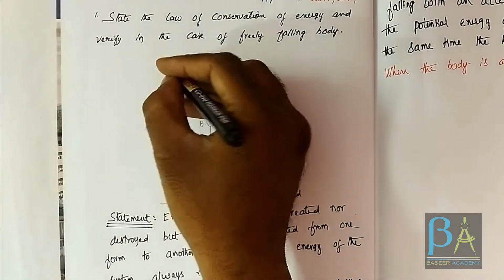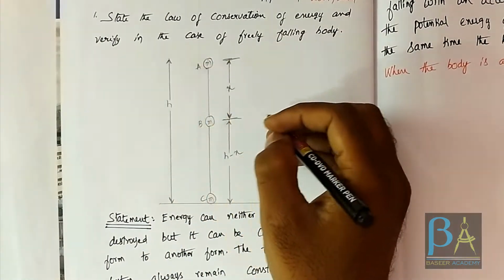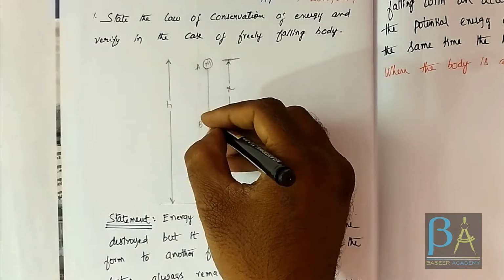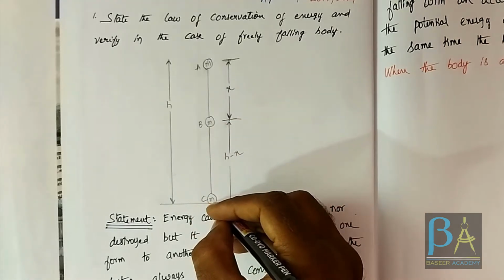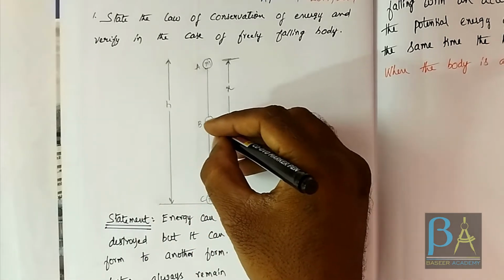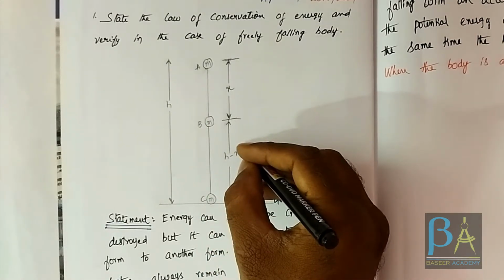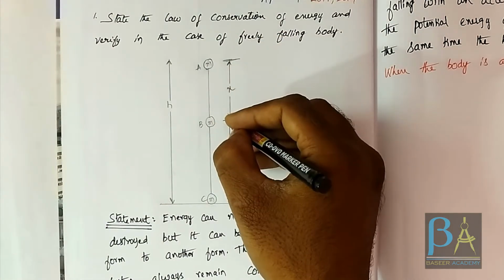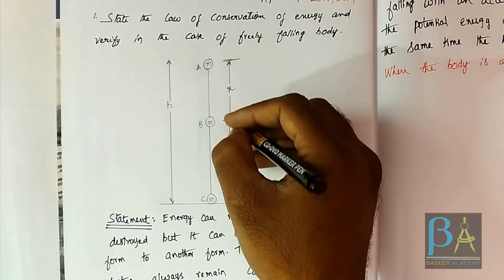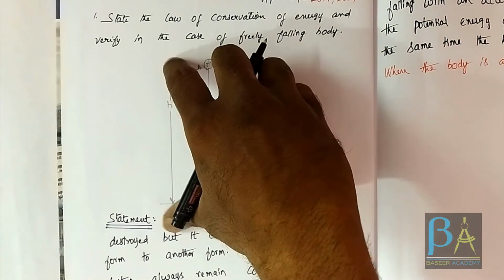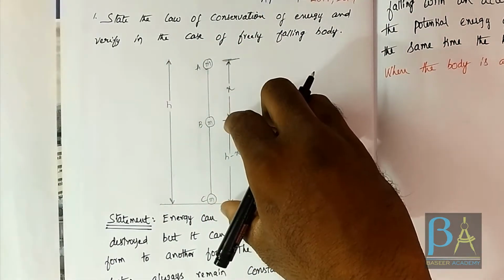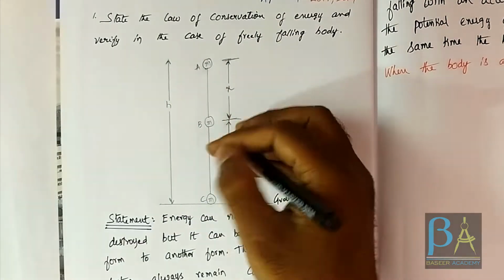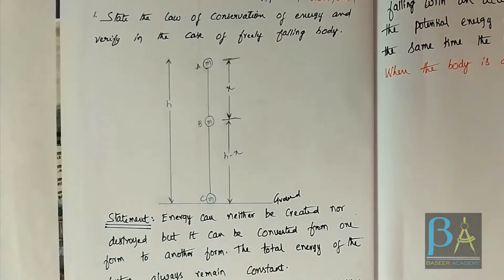So at a height h at point A, we have an object of mass m. It falls a distance of x and reaches B, and then from B it keeps falling and reaches the point C. The distance between B and C is h minus x. How? Because the total distance is h. If it falls a distance of x to reach B from A, then from the total distance h, if you subtract x, you are left with h minus x. So the distance between B and C is h minus x.